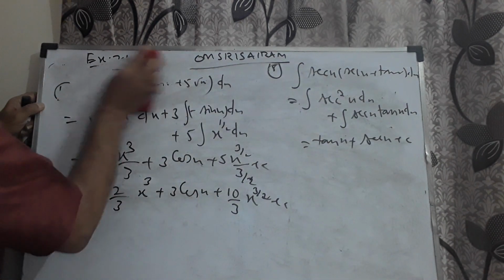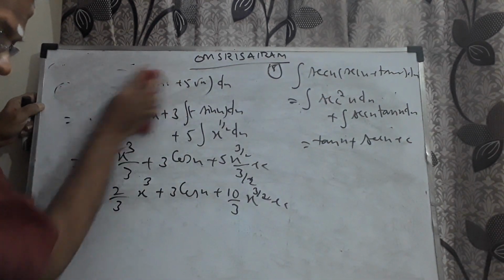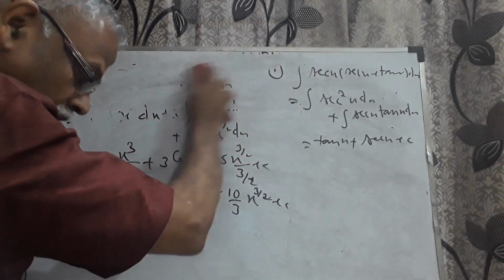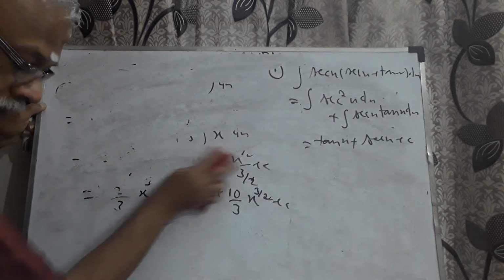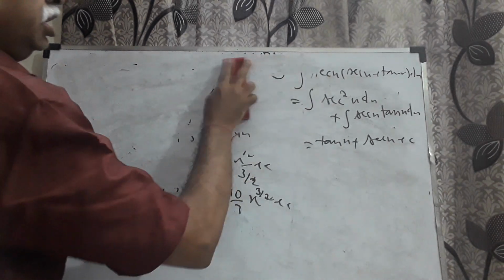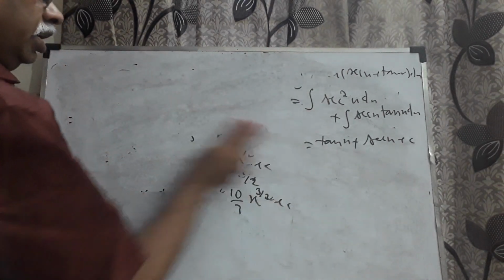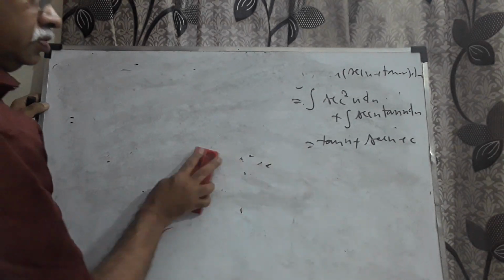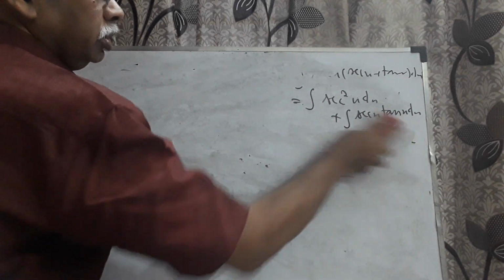Next, question number 19. Just listen, the question goes like this. Integral secant square x by cosecant square x dx. It looks like something very difficult, something different. It is not at all difficult. Just listen how we go about it.